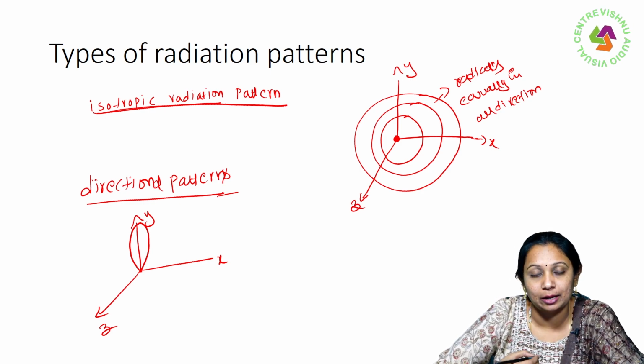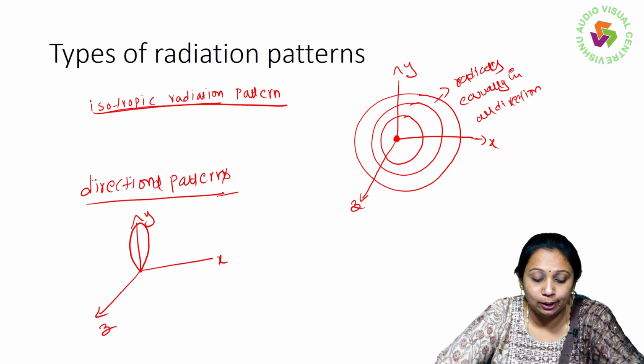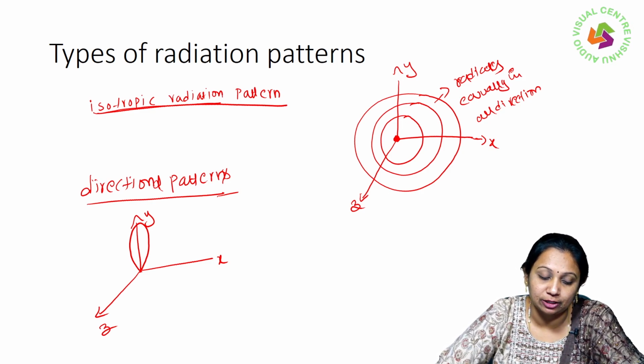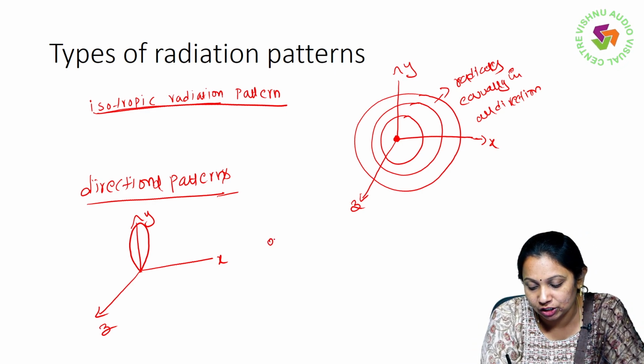On the other side, there may be a chance of radiation, but all of that can be called side lobes. That means there is minimum radiation. So the next radiation pattern is nothing but the omnidirectional pattern.